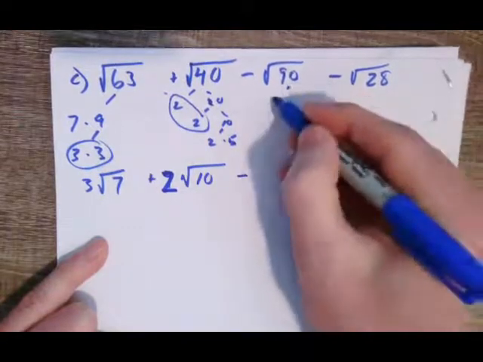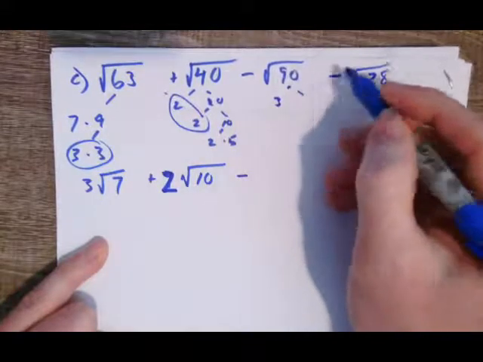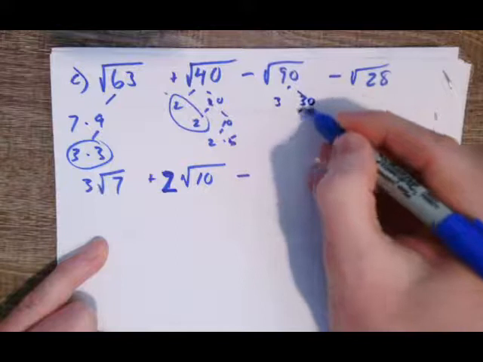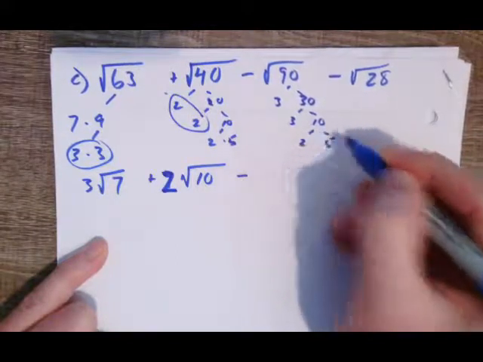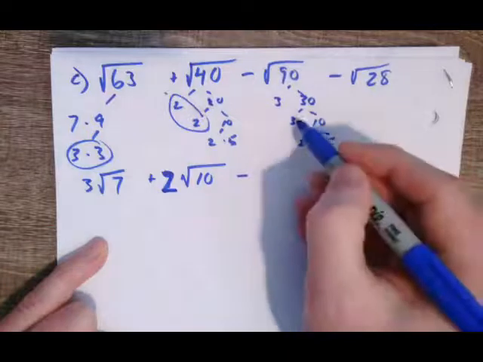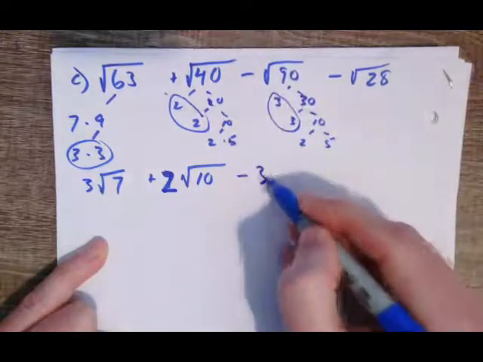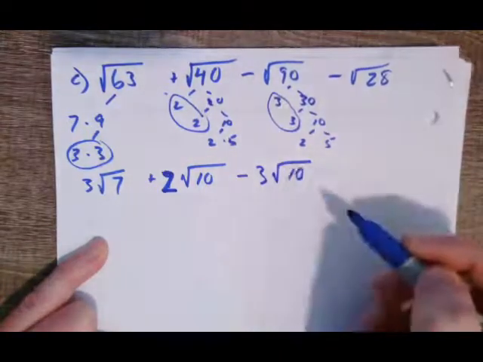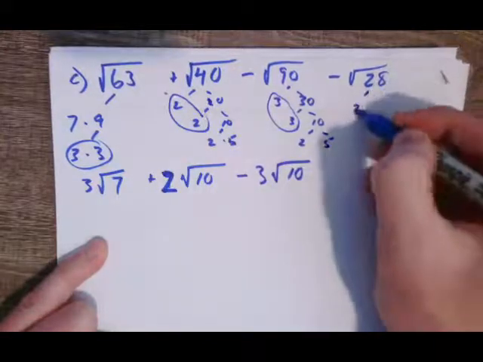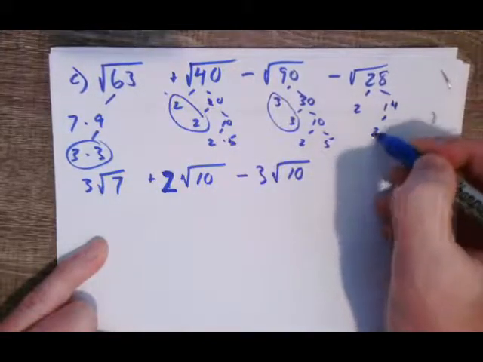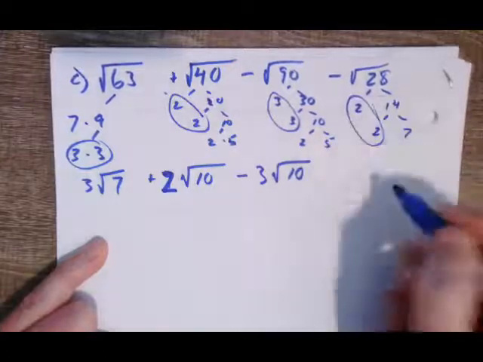Minus root 90. 90 is 3 times 30, 3 times 10, 2 times 5. That 10 staying inside, 3 is coming out. 3 root 10. Like terms, I have a feeling it's going to be a root of 7. 28 is 2 times 14, 2 times 7. Yeah, it's 2 root 7.